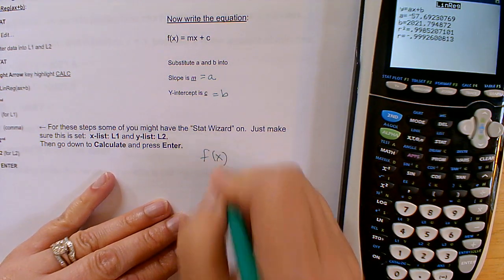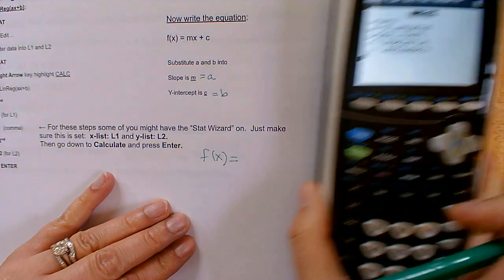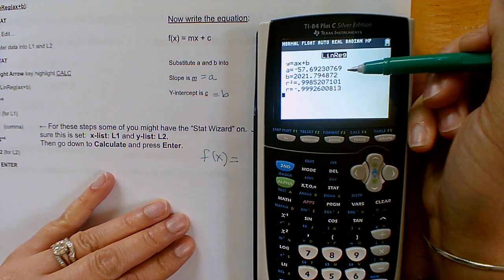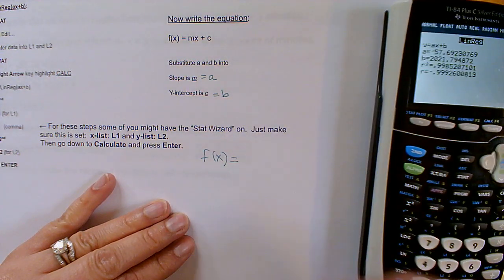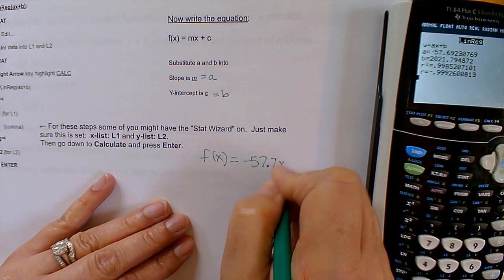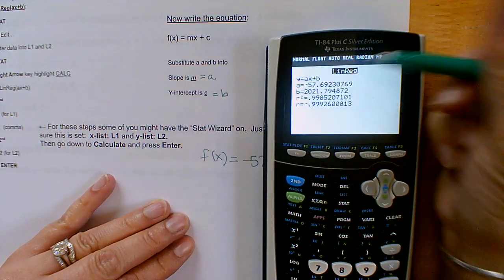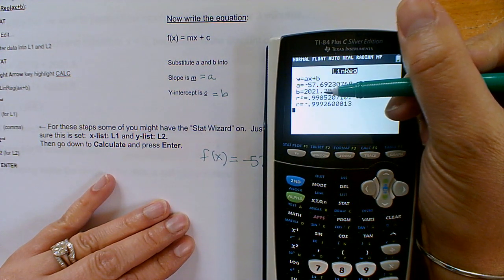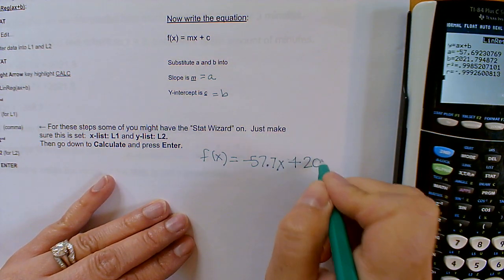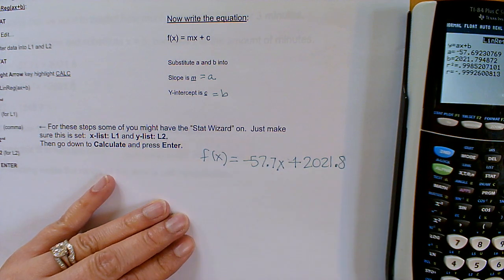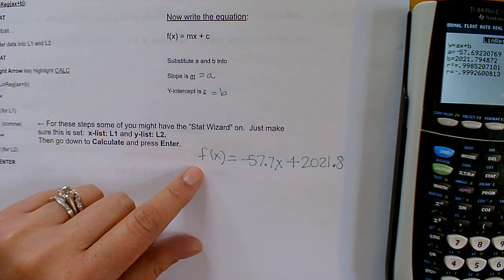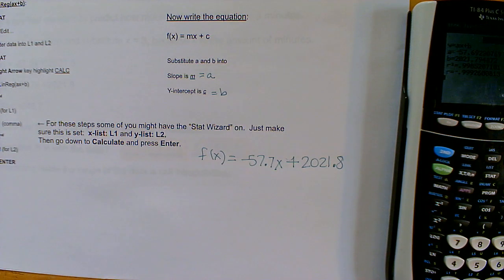Our equation is going to be f of x equals, let's look to see what our a number is, negative 57.69. I'm going to round that to negative 57.7x. Let's look at our b number. B is positive 2021.79. I'm going to say plus, since it's positive, 2021.8. And rounding to the nearest tenth is fine. So here's our equation.